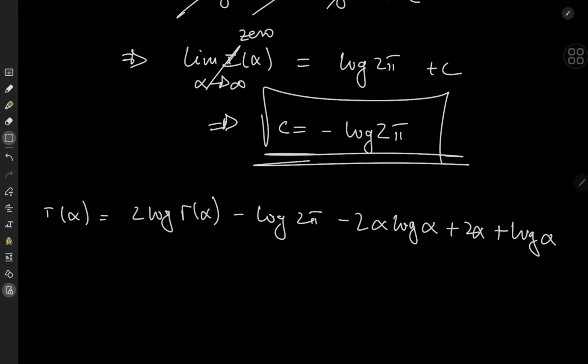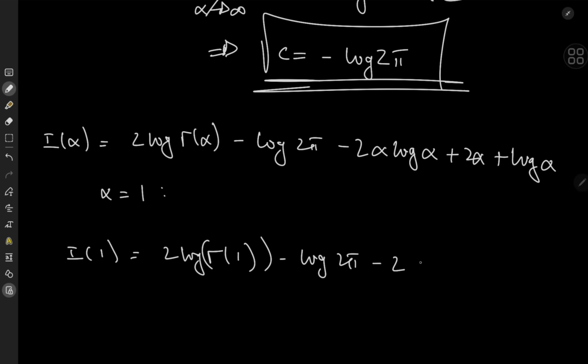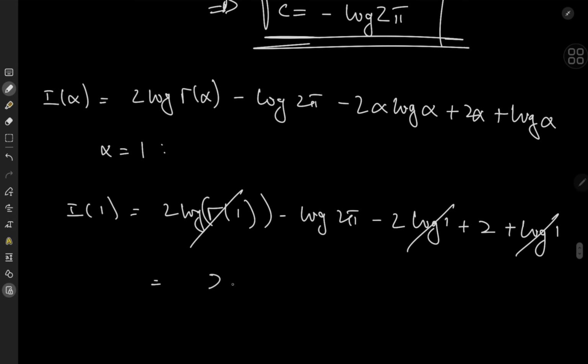And by future video, I mean very near future video, that is. And of course, we were interested in the case of alpha being equal to 1, which is interesting as well. So I of 1 is 2 log gamma 1 minus log 2 pi minus 2 times 1 times log 1 plus 2 plus log 1. Now, gamma 1 is 1, and all the log 1s just crash down to 0, meaning that the only thing you have left is 2 minus log 2 pi, which is pretty dope.